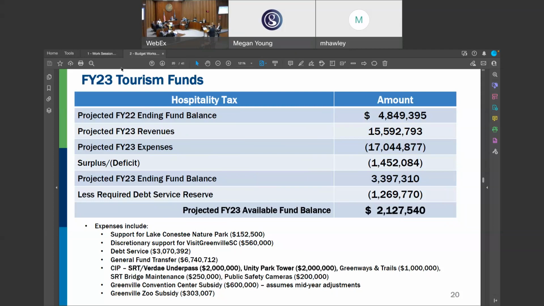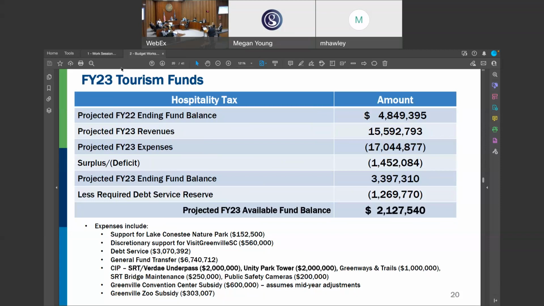Okay. Going through the hospitality tax planned expenses, support for Lake Conestee Nature Park. This is an agreement the city entered into several years ago, so this is continued support for that area. Discretionary support for Visit Greenville SC, 560,000. We'll talk about Visit Greenville several times in the tourism section. This one differs from the others in that this is purely discretionary. There's no legal requirement for council to provide these funds. You all do it just because you decide to do so.